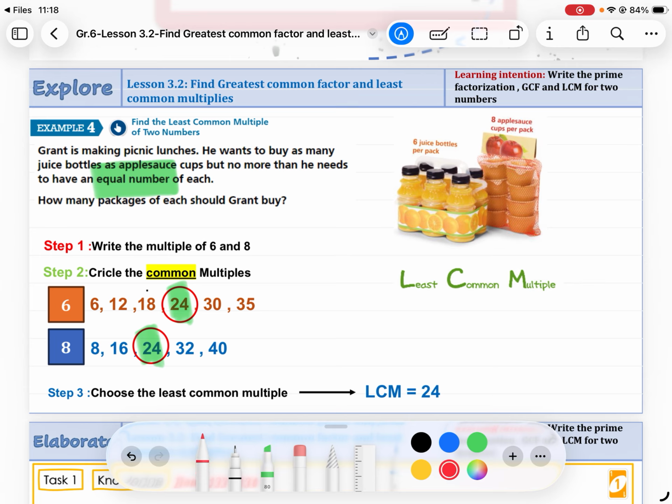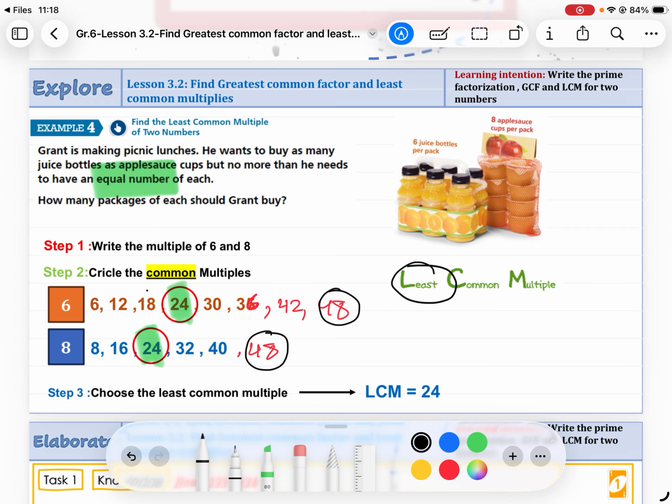Now, I just want to draw your attention to something. If you continue skip counting, by the way, this is incorrect. It's 36, okay? 36, 42, and 48. And if you continue skip counting here, it's going to be 48. You have here another common multiple. It's 48. But our lesson is about least, okay? They're asking you for the LCM.